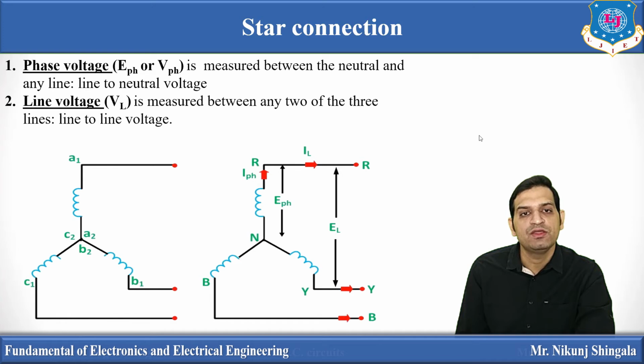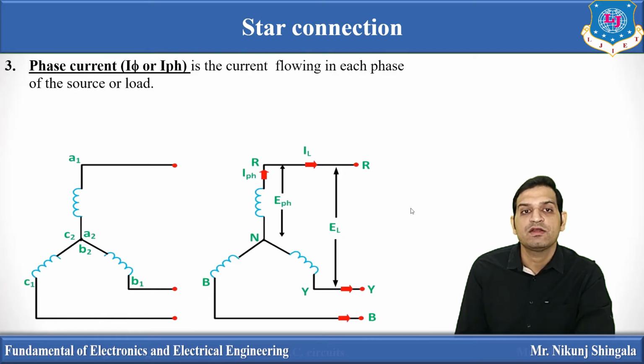Next one is the line voltage. The line voltage is a voltage measured between any of the three lines. That is a line to line voltage. It is denoted by EL or VL. It is measured between RY, YB and BR. So the line voltage measured between R and Y will be VRY, measured between Y and R will be VYR. There are six line voltages: VRY, VYR, VBR, VRB, VYB, VBY.